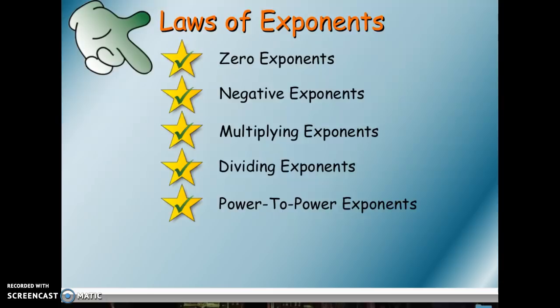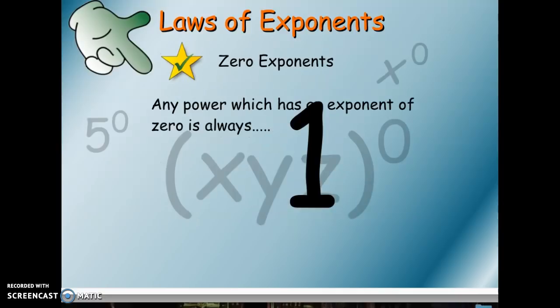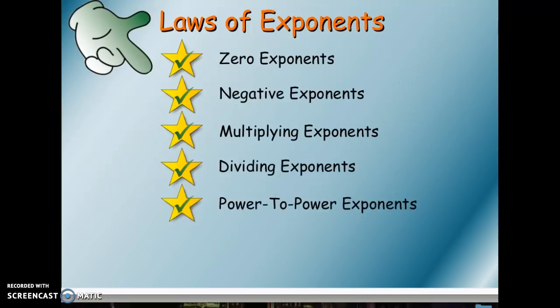So let's look at these different parts. You will need to know zero exponent, negative exponents, multiplying, dividing, and power to power. So first of all, a zero exponent is super easy. Any base that has the exponent of 0 will equal 1. So x to the 0 power equals 1. 4 to the 0 power equals 1. And when we do dividing in a second, I'll show you why that's true. But you can have a long expression raised to the 0 power. The answer is 1. Every time. Okay, so let's go to the next one. That's a zero exponent. Make sure you have that written down.